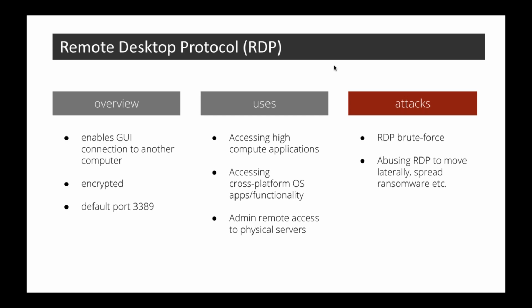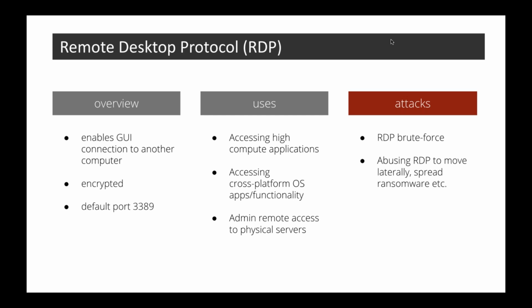It's encrypted like SSH, and it defaults to port 3389. Use cases, as I mentioned just now, accessing high compute applications. When you can RDP into more powerful machines, you can perform more CPU intensive workloads without basically burning your laptop up. It's also used for cross-platform application and functionality. So you might be on a Mac or you might be on a Windows, and you might want to RDP into one of the opposite environments and run applications or functionality that your operating system on your desktop doesn't support. Also an admin tool as well.